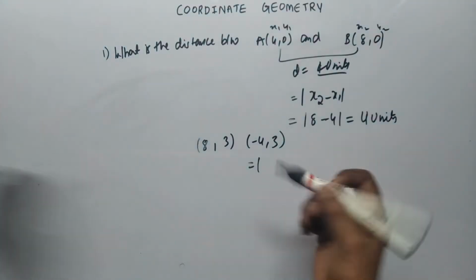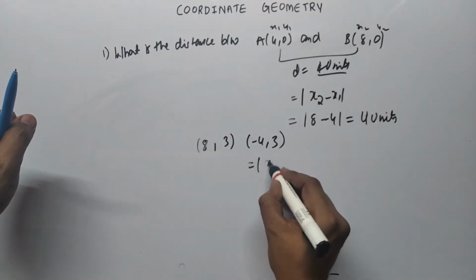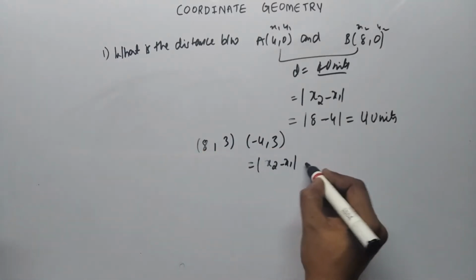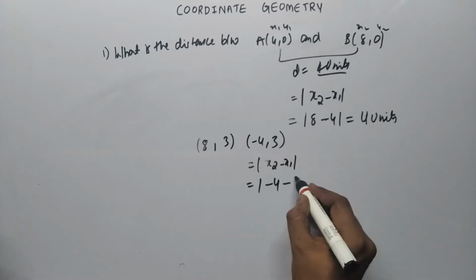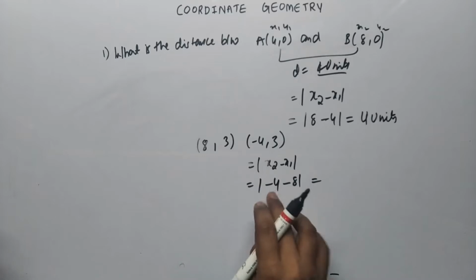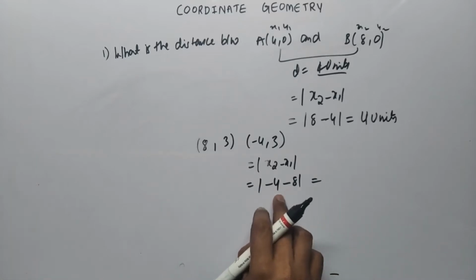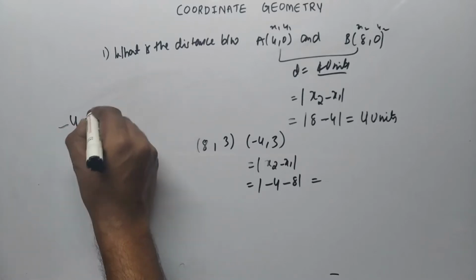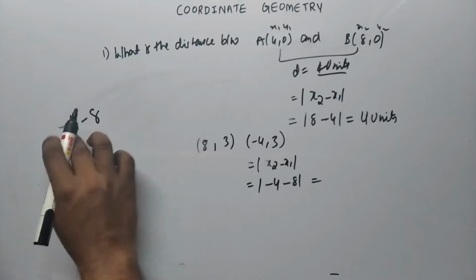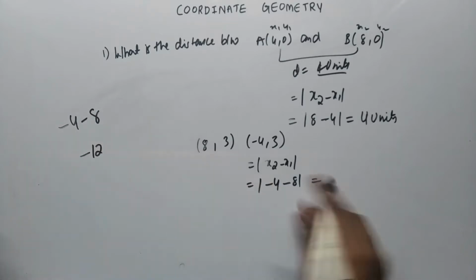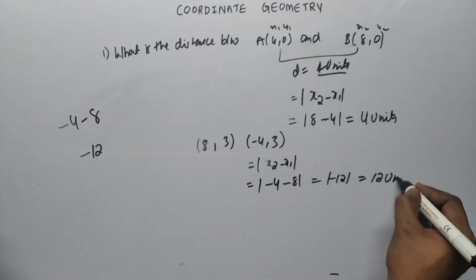So if I use the formula, as I told you, you need to subtract second term minus first term. So mod of x2 minus x1. What is the x2 value? Minus 4. So minus 8. So minus 4 minus 8. Many of them are making a mistake while adding and subtracting. See, minus 4 and minus 8, when you have the same sign, you need to add the numbers and keep the same sign. So here we are going to get minus 12. Minus 12 mod will give 12 units as the answer.